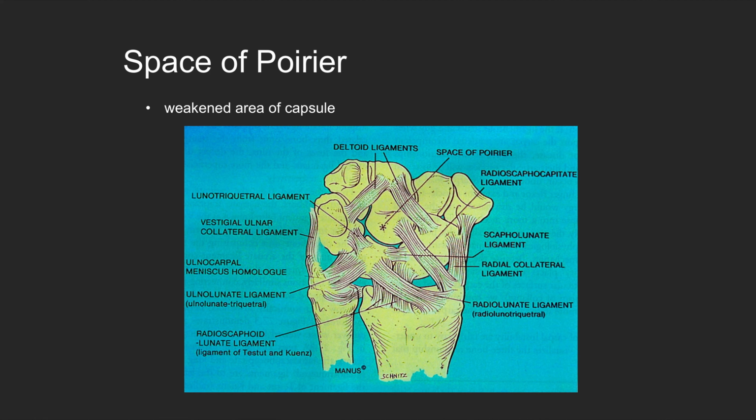Now if you look volarly, there's a spot that's mostly devoid of ligaments, and that's called the space of Poirier. And it's in the midcarpal joint between the capitate and the lunate. And it's an area of weakness of the capsule, and when you get a volar dislocation of the lunate, that's the space that the lunate dislocates through.